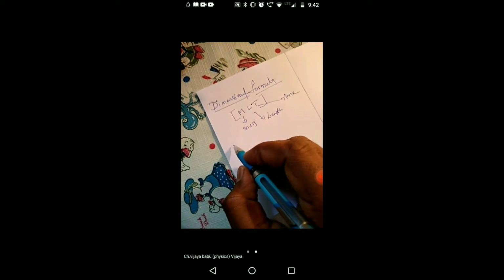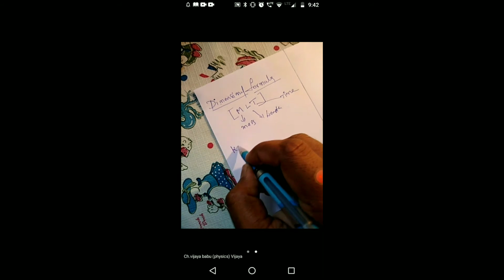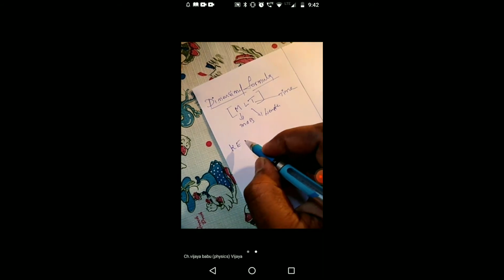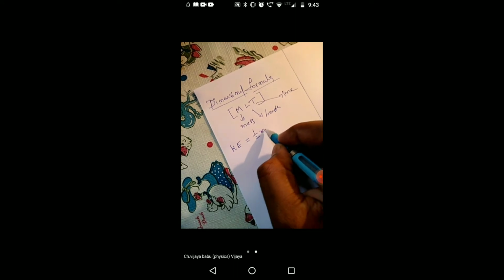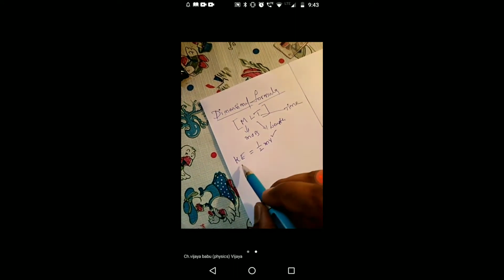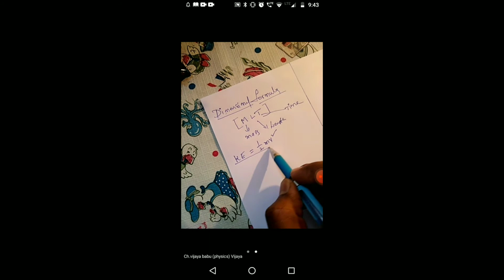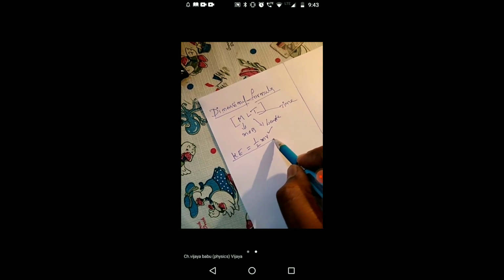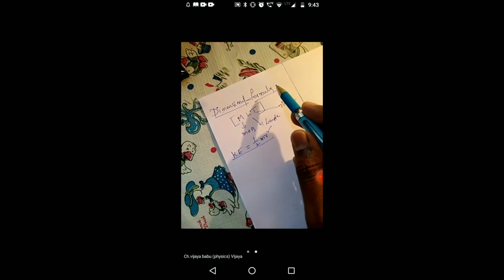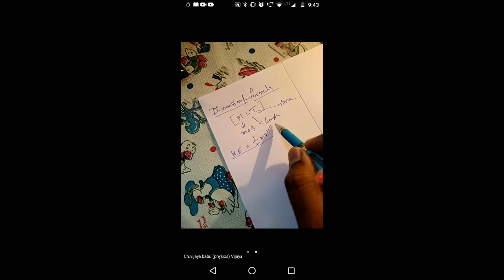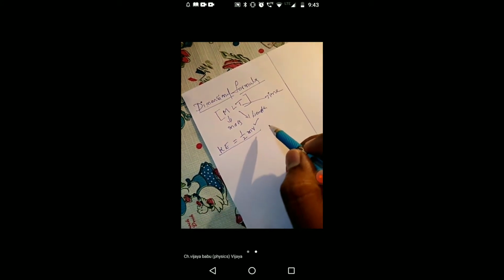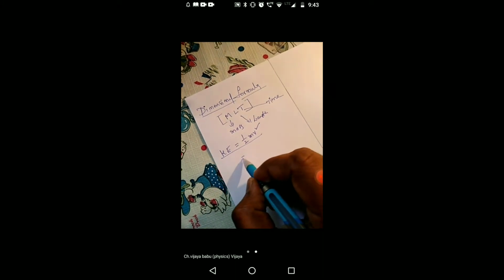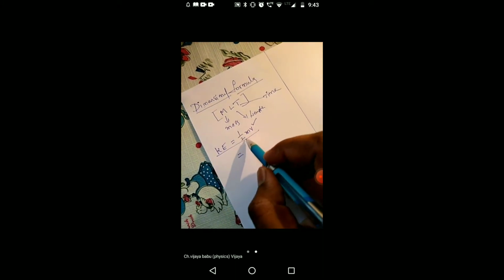First, I am going to write the kinetic energy dimensional formula. Kinetic energy is half mv square. I am going to write the dimensional formula of kinetic energy. If you want to write any dimensional formula, first write the formula. It means this half no need to take.